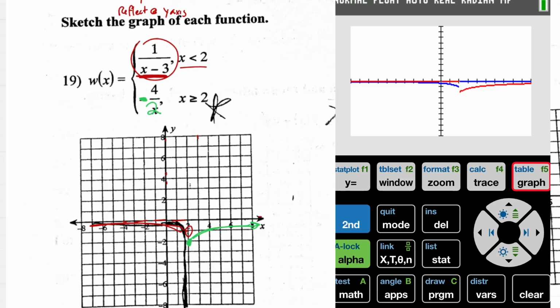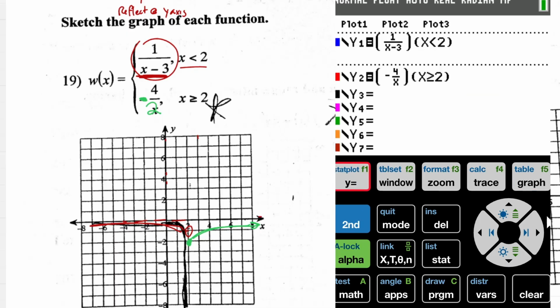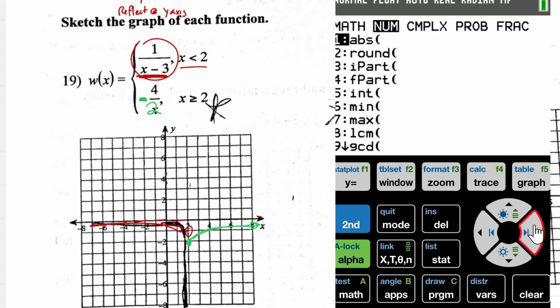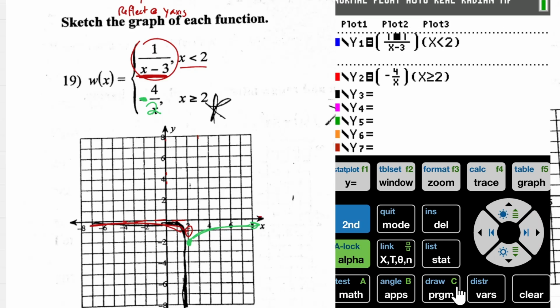All right, so number 20, I guess we'll knock that one out real quick. I'll try that one in the calculator too. So let's see, to get the absolute value, let me delete this. I need my parentheses. So I want absolute value in the x. That's under math. Yep. Just 2.